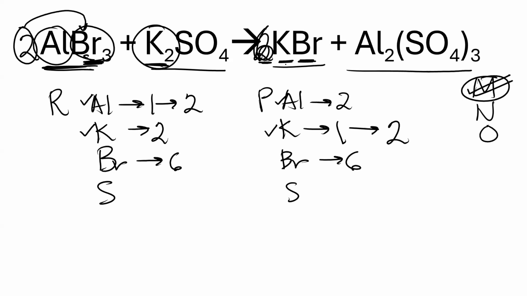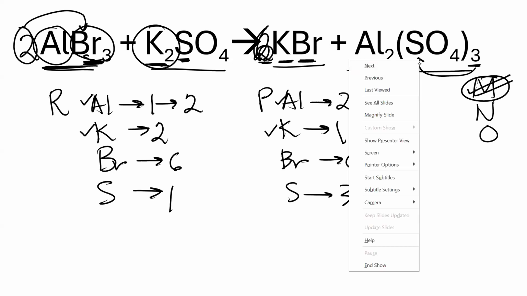Okay, we'll go back to potassium later. Then we have sulfur. For sulfur on the reactant side, we have 1. On the product side, we have 3, right? Remember, if there's a parenthesis, you need to multiply the subscript outside the parenthesis to the element to determine the total number of atoms for that particular element.